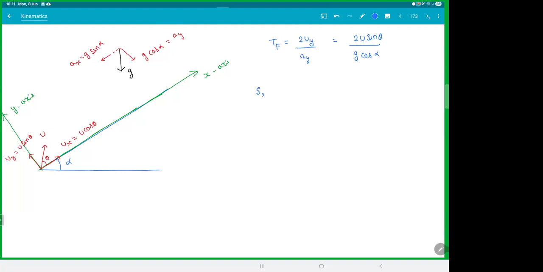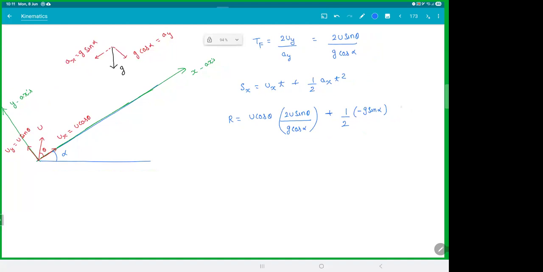What do you want to find? Range. Sx is equal to ux t plus half ax t square. Sx will give you the range. ux is u cos theta. t is the time of flight, which is 2u sin theta by g cos alpha. What is ax? Just be careful. Your ax is opposite to u cos theta, so we are taking that as negative. So that would be plus half, minus g sin alpha, times (2u sin theta by g cos alpha) whole square. Yeah, it looks big and all, but if numbers are given, you understood how to do this thing. Simplify this and it will give you the range.